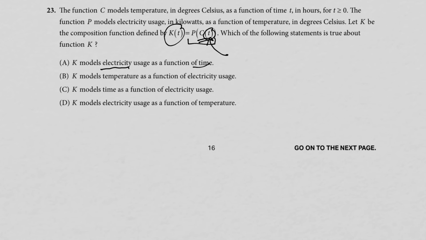So there's no mention of temperature. There's nothing about temperature. And it's not time as a function. It's not like we calculate how much time there is. We put the time into the function. So it's a function of time, because T is the thing that goes in, and electricity is what comes out.